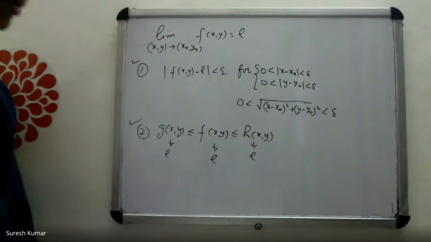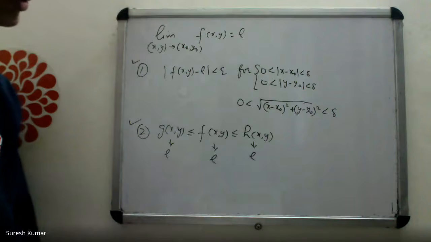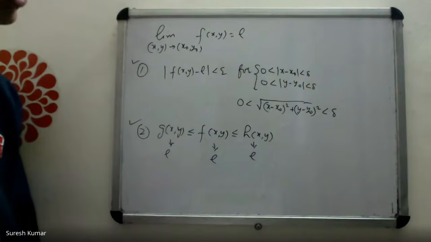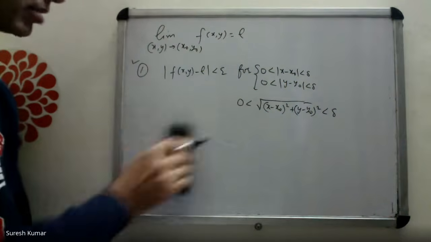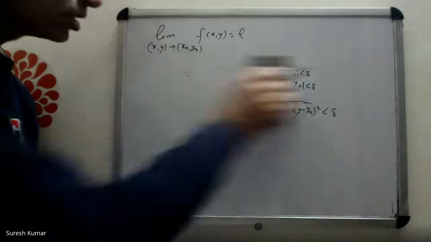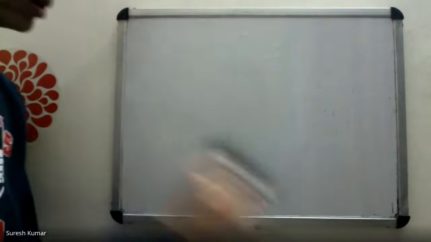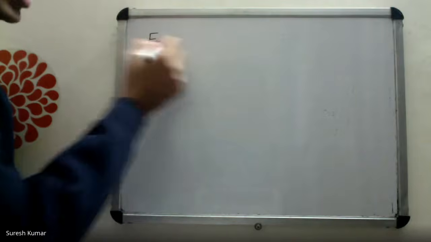While applying the epsilon delta approach, you may need to do some manipulations for finding the delta neighborhood of (x0, y0). I have already explained some problems on this. Let's see one more problem. In some problems, you may need to use polar coordinates. Let's see this problem.